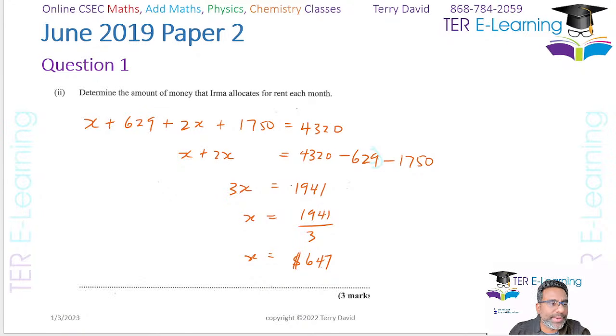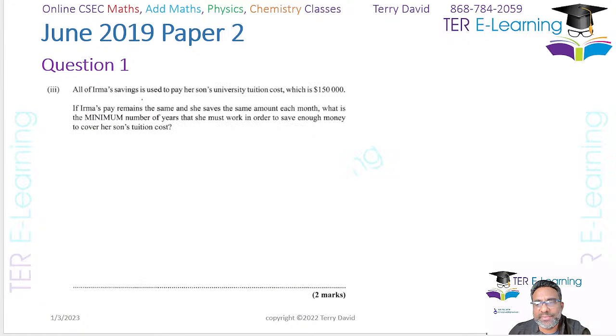Let's see what else they want here now. So all of Irma's savings is used to pay for her son's university tuition costs, which is $150,000. If Irma's pay remains the same and she saves the same amount of money each month, what is the minimum number of years that she must work in order to save enough money, right? Now you have to read these questions carefully. They said that all of her savings goes towards this tuition cost for university.